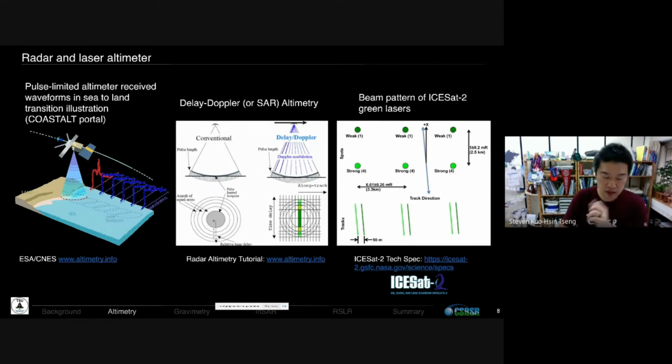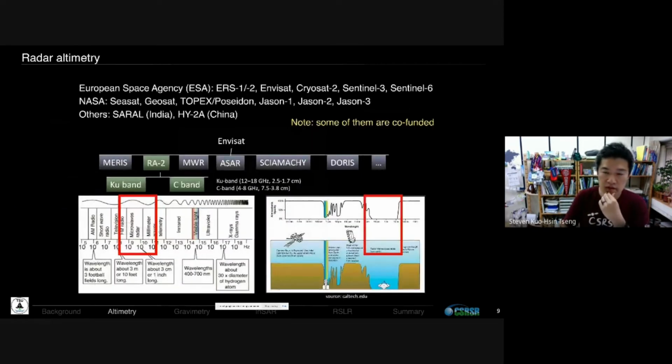So this is an introduction about the measurement. This is a recap of some missions from ESA and NASA and so on. Take EnVisat as an example. The payload on board EnVisat for altimetry is called the Radar Altimeter 2. It utilizes Ku band and C band. The dual frequency tries to mitigate the ionosphere effect.